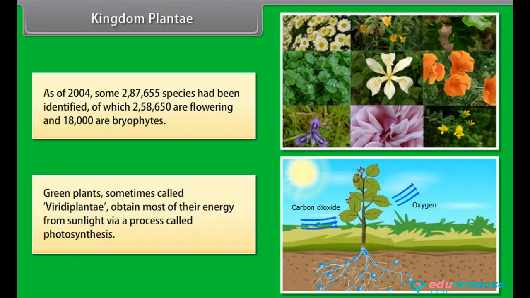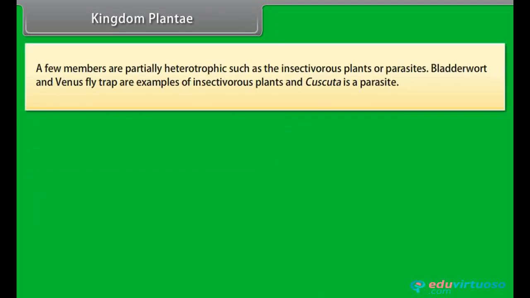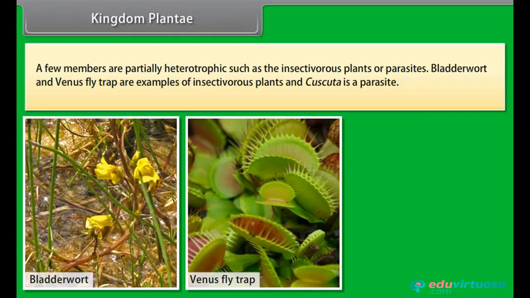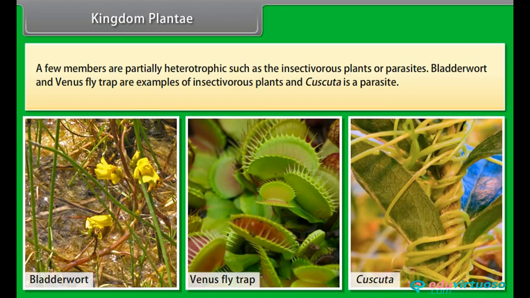Green plants, sometimes called Plantae, obtain most of their energy from sunlight via a process called photosynthesis. A few members are partially heterotrophic, such as the insectivorous plants or parasites. Bladderwort and Venus flytrap are examples of insectivorous plants, and Cuscuta is a parasite.